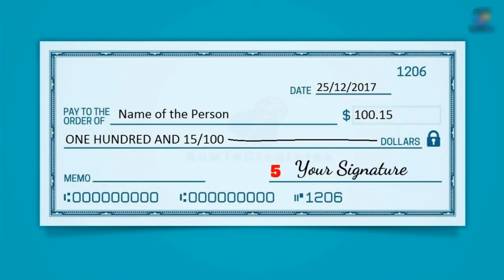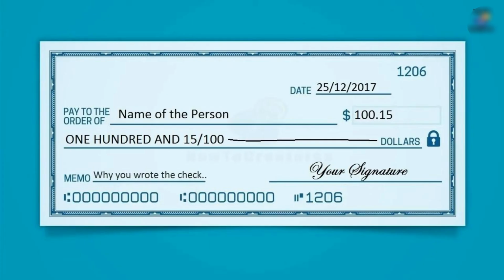The fifth step is signing the check. In the bottom right corner, there is a line for your signature. Make sure you sign using the same signature that your bank has on file. If your signature looks different or is unclear, the bank may reject the check entirely. The signature is one of the most important parts of the check, because without it, the check is not valid and cannot be processed.